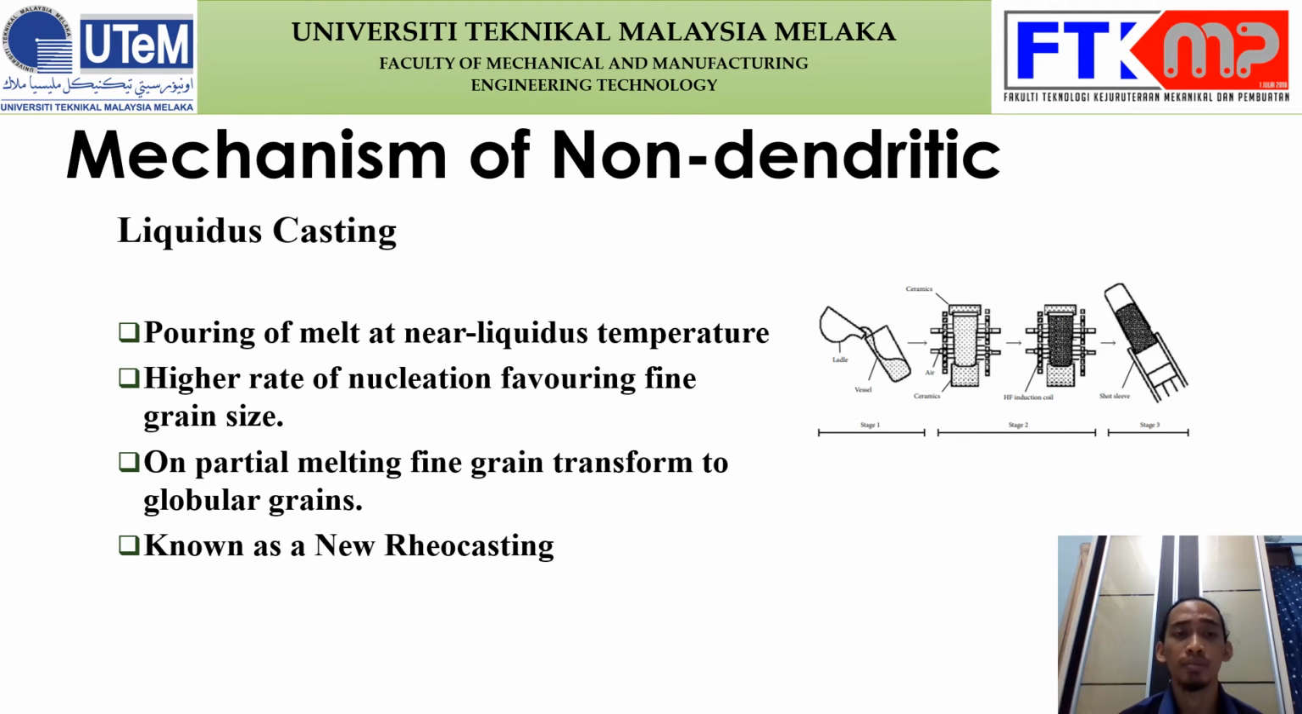Lastly, the mechanism of non-dendritic formation is liquidus casting. Liquidus casting is the pouring of the melt at near liquidus temperature. This method gives a higher rate of nucleation, favoring fine grain size. On partial melting, the fine grains transform to globular grains. It is also known as new rheocasting.